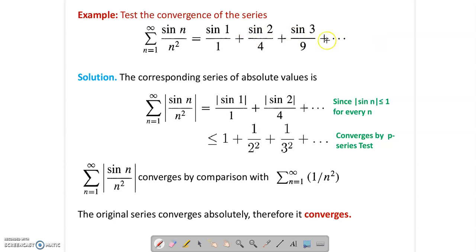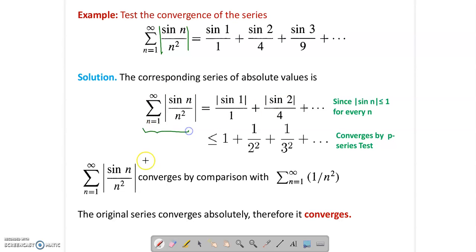So this series will contain both positive and negative terms, because the value of the sine function will lie somewhere between -1 and 1. So we have to test the convergence of this series. You cannot directly use the tests you have done so far for series of non-negative terms. But you can use those tests once you consider the series of absolute values. So consider the corresponding series of absolute values.